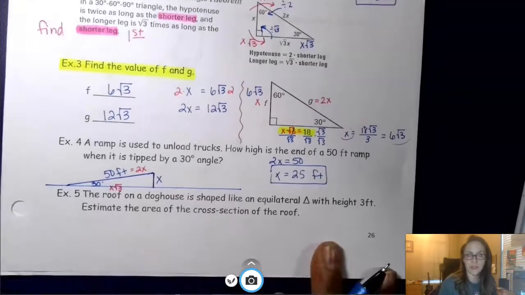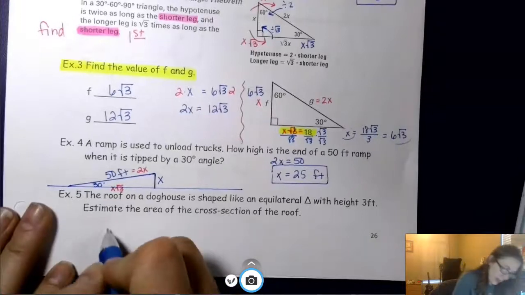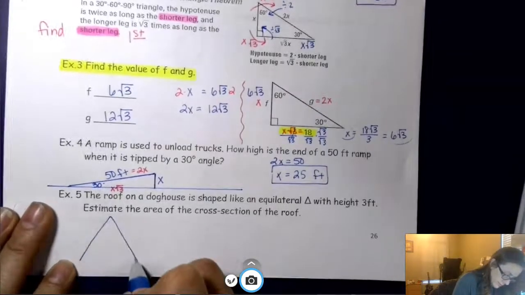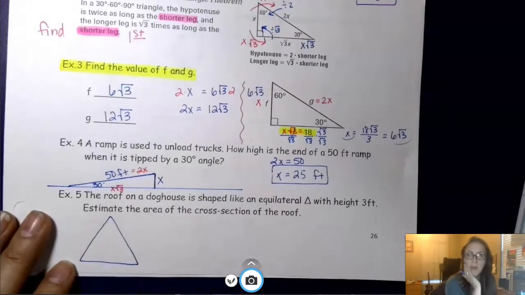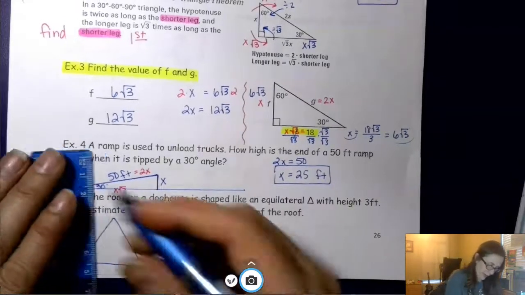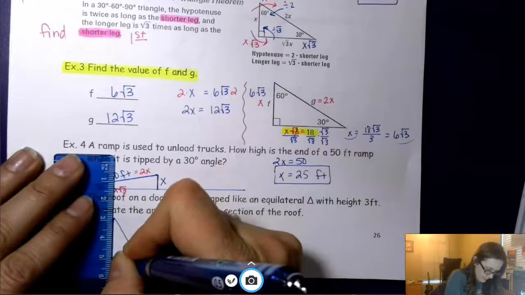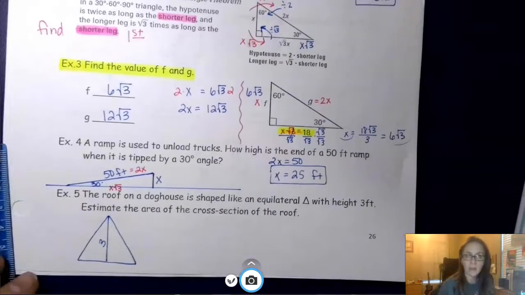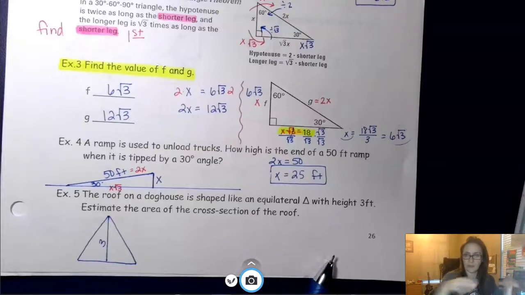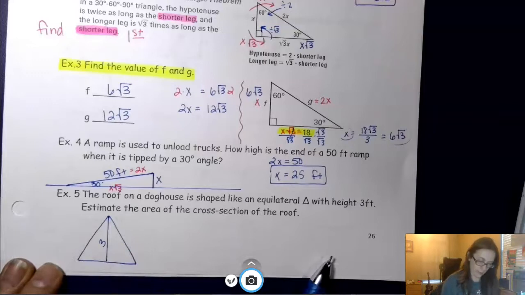a roof of a doghouse is shaped like an equilateral triangle. So I'm not going to draw the whole doghouse. I'm just going to draw an equilateral triangle, meaning all the sides are the same. The height is 3 feet. So right here, the height of the roof, going straight down, this is 3. Estimate the area of the cross section of the roof. You just want one cross section, so you want the area of one triangle of the roof.